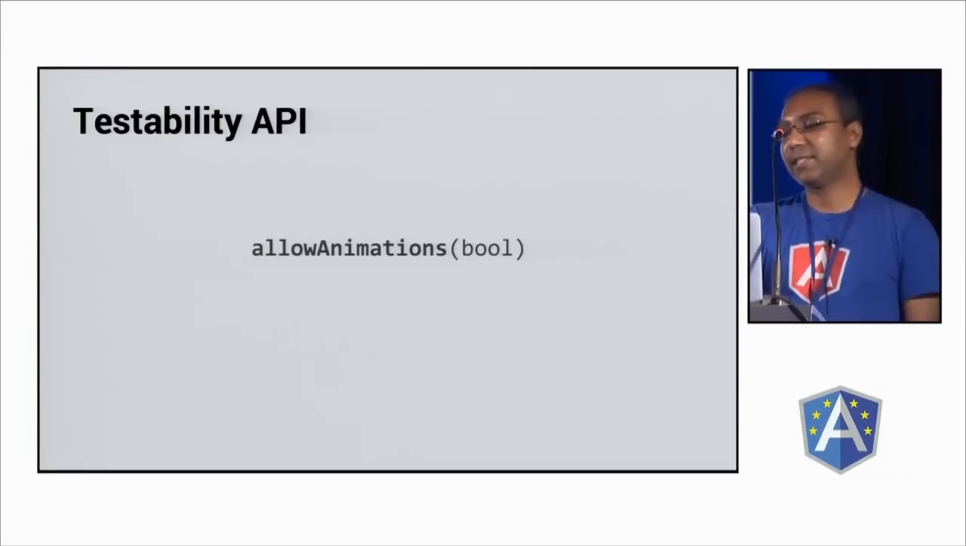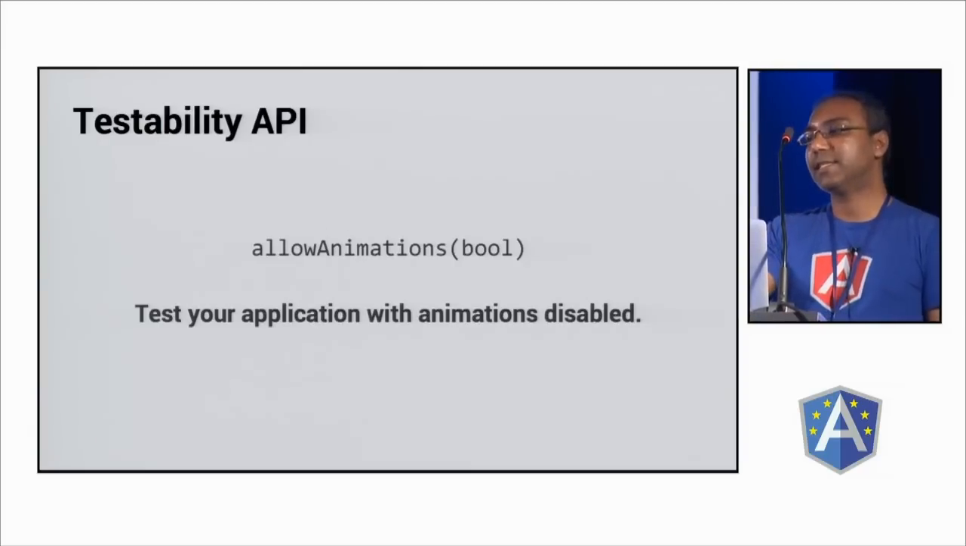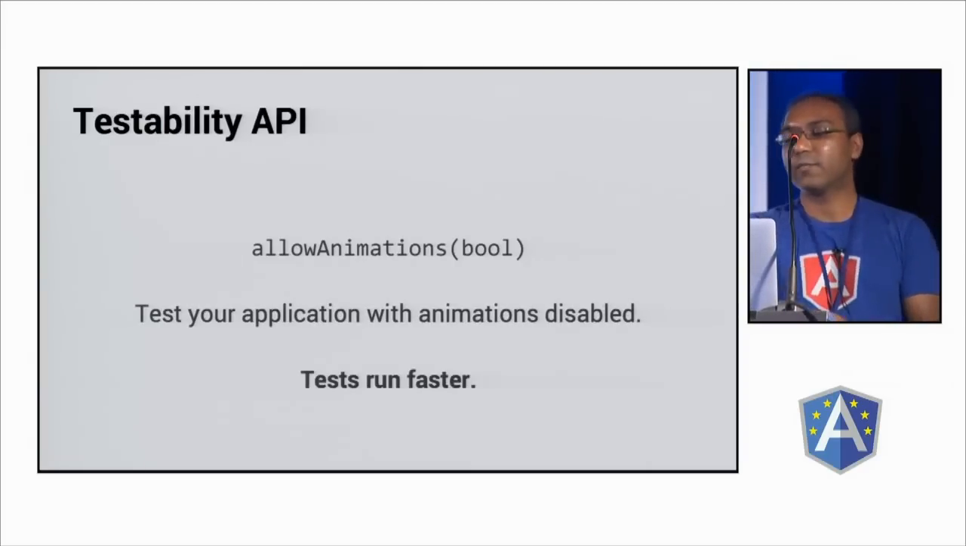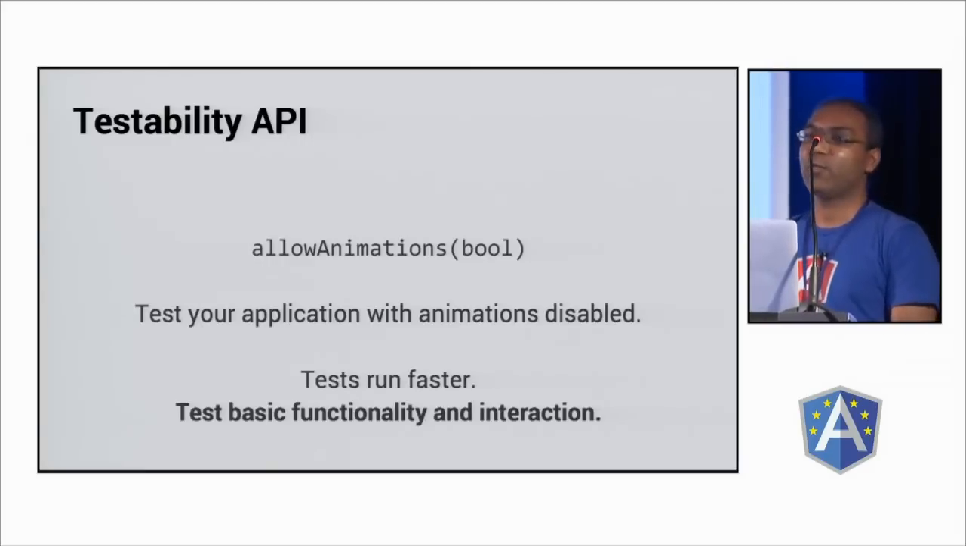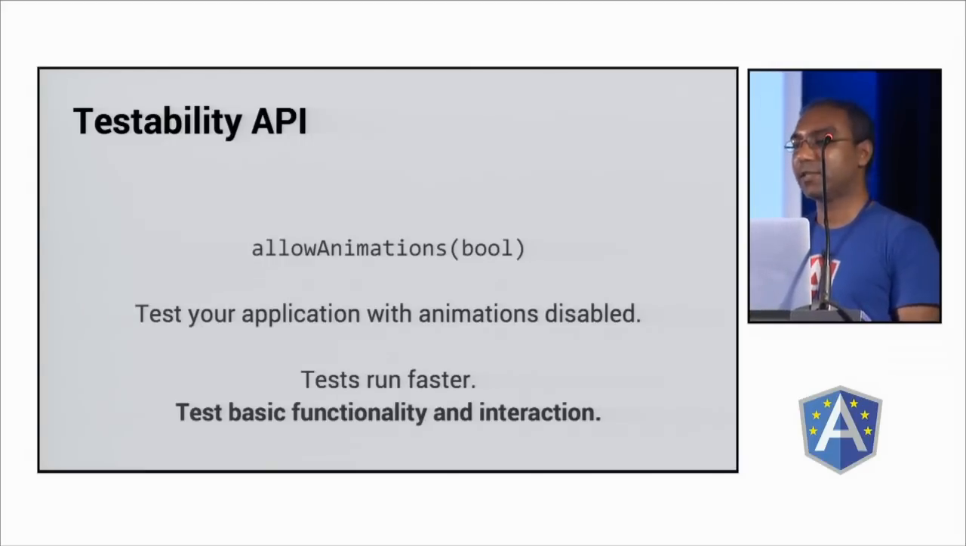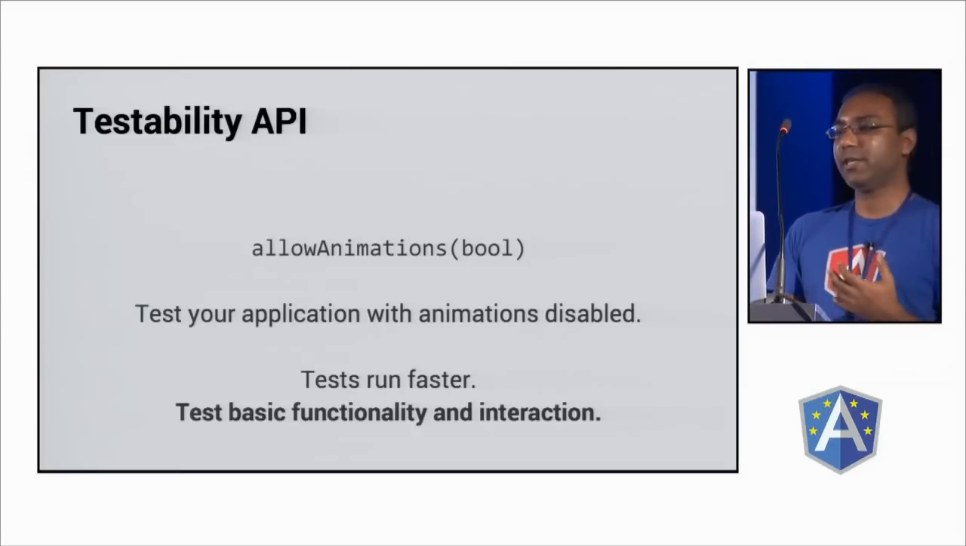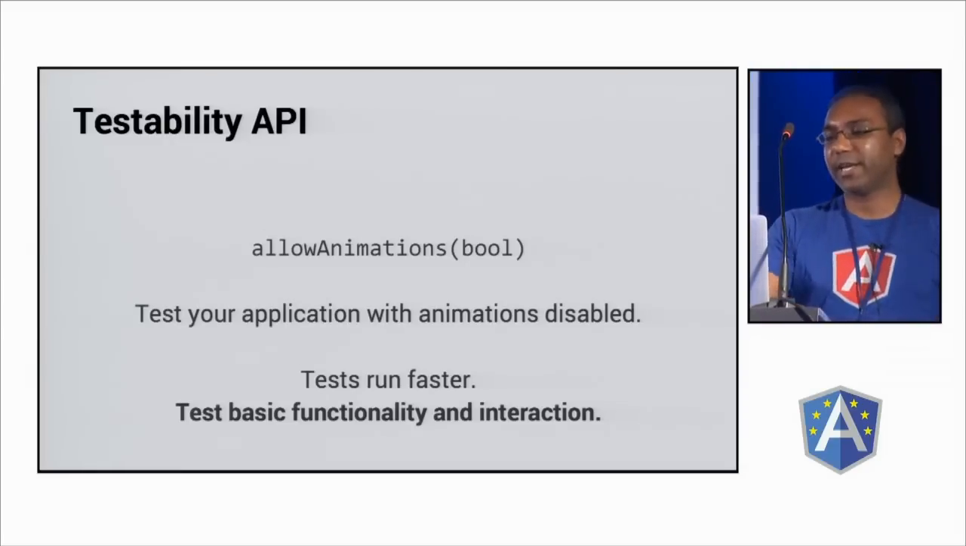This means your tests are faster, but also that you're testing the core functionality of your application and not dealing with whether it was animating or not. You can always write tests with animations enabled as well, but the test code will look a little bit different, and you don't want that to be a part of every test that you're writing.